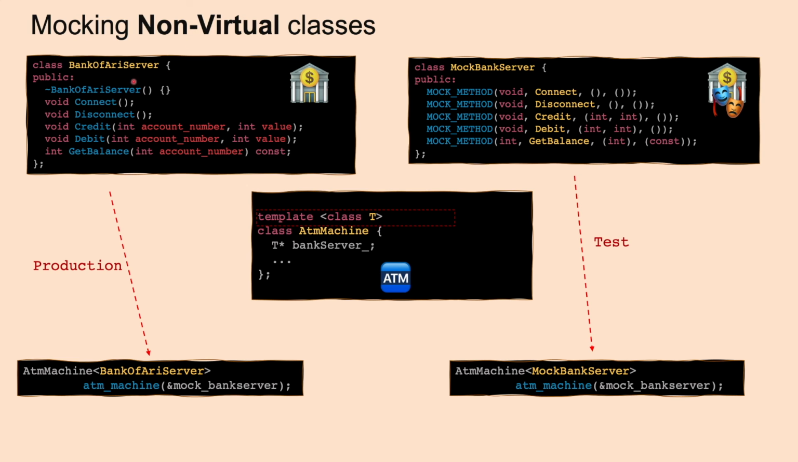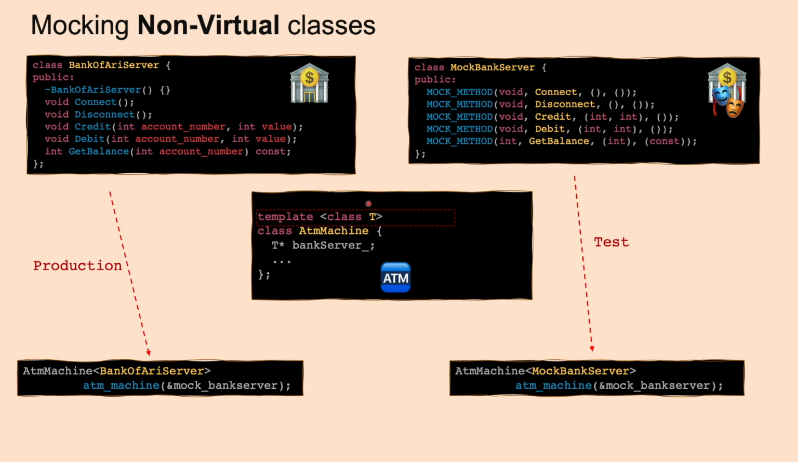So let's say our bank server, the real bank server, is not actually virtual, and I have a standalone class like this. And you want to mock this class without creating any abstract parent for it. And the way to mock this is to just write a mock class that doesn't inherit from anything and specify the same methods that we have in the real class. So what remains is to find a way to pass this one to our ATM machine for testing and this one to our ATM machine for production.